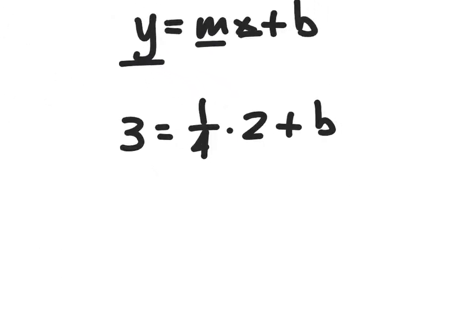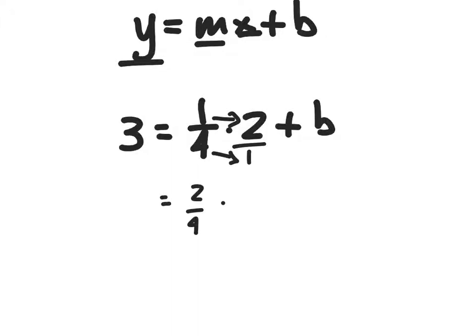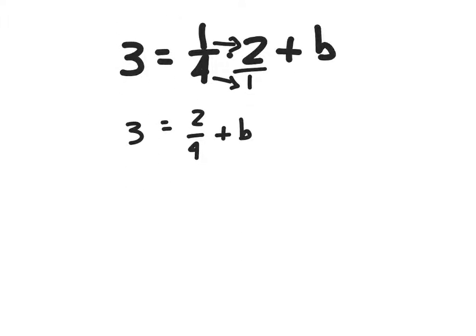Now we're going to be dealing with fractions, so make sure that you're able to operate with fractions, because you will encounter this quite a bit. I'm just going to multiply across my fractions. 1 times 2 gives me 2. 4 times 1 gives me 4, plus b, and that's equal to 3. To simplify 2 over 4, that's really just 1/2. So I've got 3 is equal to 1/2 plus b.